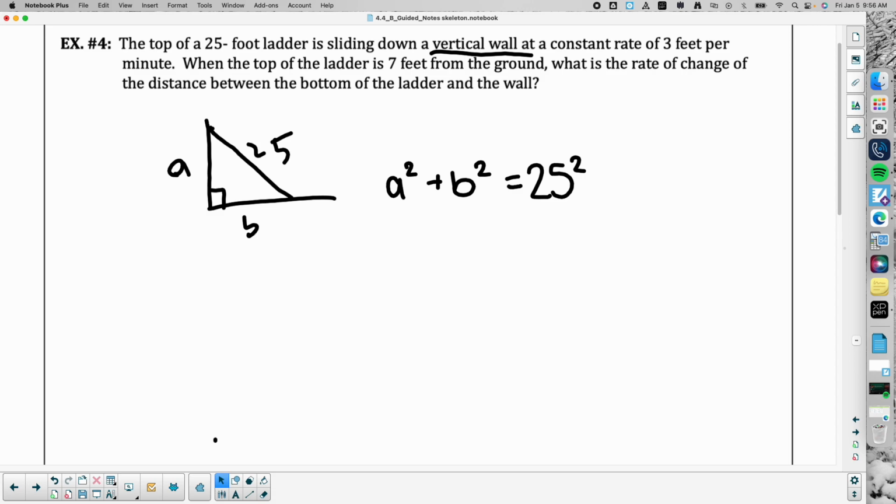Now, we obviously don't have any labels. I should have done what we've done for the other questions and said, what are we finding first? But for this problem, I thought it might be easier for us to visualize what we're talking about before we figure that out. 7. What are we trying to find? The measure of the lengths of A and B when the distance between the top of the ladder and ground is 7 feet.